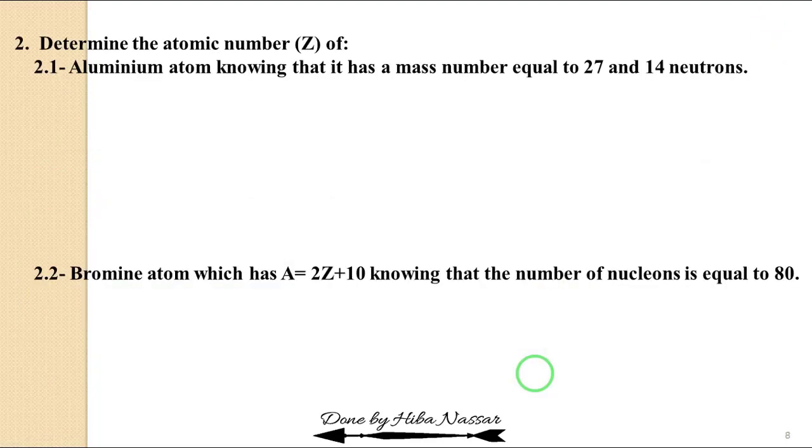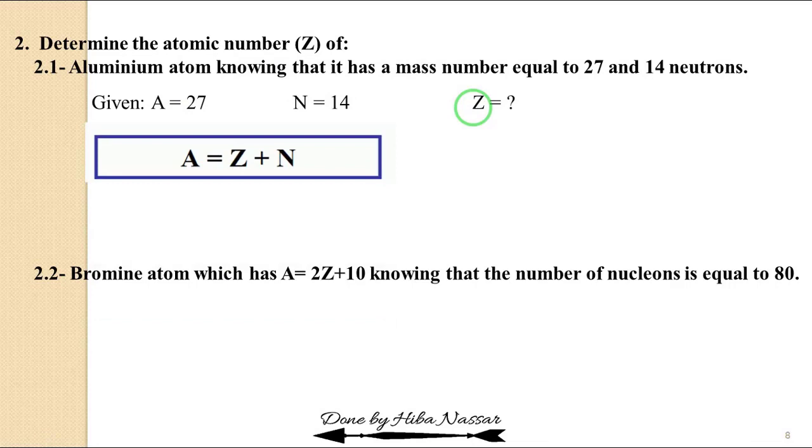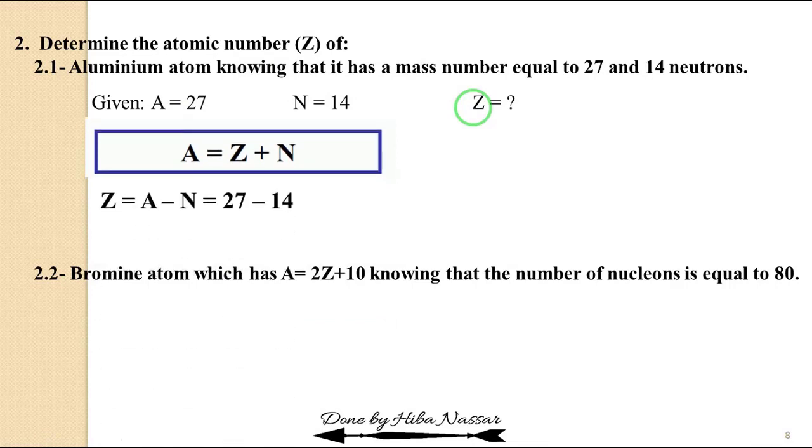Now question number 2. Determine the atomic number of aluminium atom, knowing that it has a mass number equal to 27 and 14 neutrons. So it's given for you that the mass number is equal to 27, capital letter N, the number of neutrons, is equal to 14, and you need to calculate the atomic number. So we will use the following relation, A equals Z plus N. So Z equals A minus N, which is 27 minus 14, so it's equal to 13. So we can say that the atomic number of aluminium atom is equal to 13.